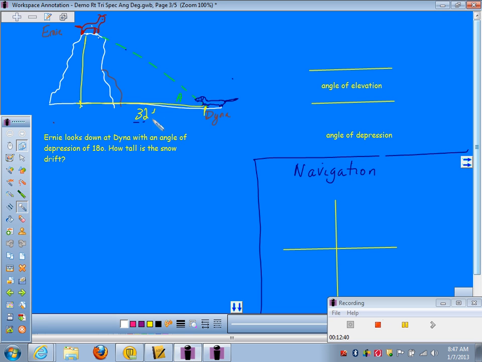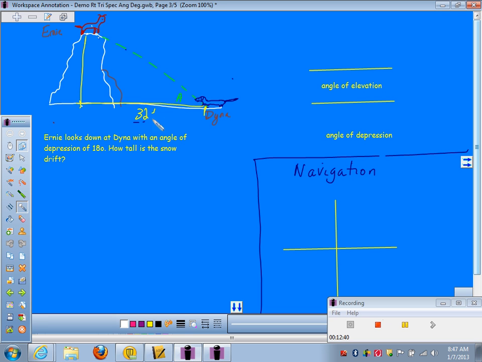Okay, and I want you to figure out if Ernie looks down at Dinah with an angle of depression, that's supposed to be 18 degrees. It won't keep my little degree symbols up there. Ernie wants to know how tall the snowdrift is. Okay, well, do you remember talking about angles of elevation and depression? We did them last year. I know you do them in geometry quite a bit.